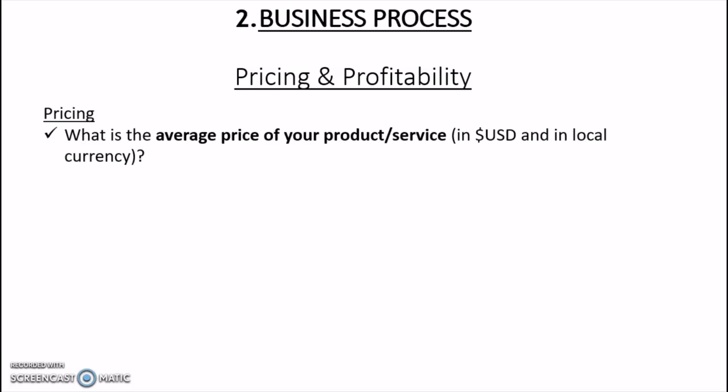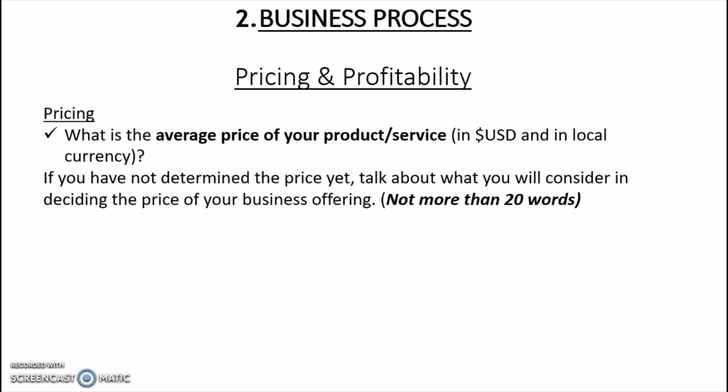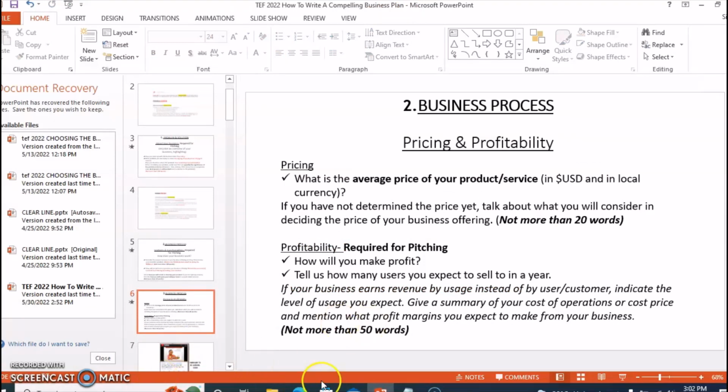All right. So going on, we talk about another aspect of your business process, which is pricing now. So what is the average price of your products or services in USD? What is the average price of your products or services in USD and in local currency? So they are asking you to do this both in USD and in your local currency. So all you need to do is to do a conversion.